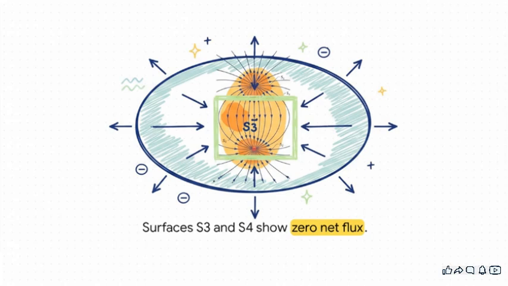Now look at S4, that massive oval enclosing the whole system. It encloses charges, sure, but it encloses equal positive and negative charges, so the net enclosed charge is 0. Gauss's law requires the net flux to be 0, and visually, it makes perfect sense. There are exactly as many field lines leaving surface S4 as there are entering it.